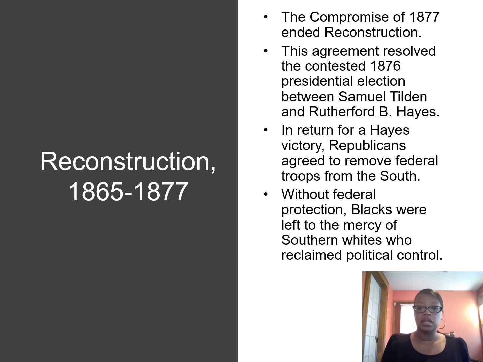So on the one hand, you saw great strides during Reconstruction. You saw record Black political participation. You saw great strides made in education. But yet, you still have African Americans largely unable to purchase land. They are subject to violence and intimidation from white Southerners. And now, with the loss of federal protection, Black people are again at the mercy of Southern whites, and Southern whites are able to reclaim political control. And so Reconstruction really ends in failure.